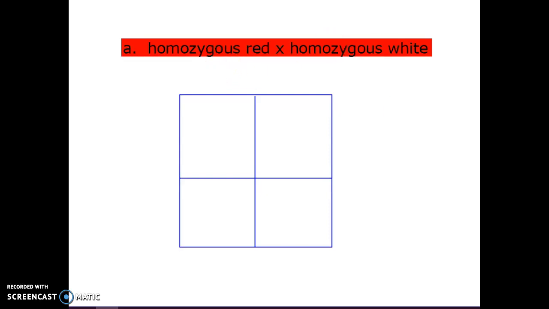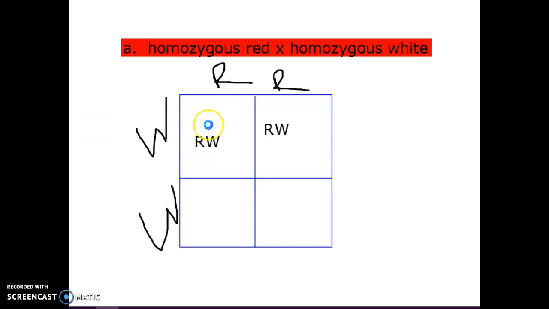Homozygous red. So guys, basically that means R R, correct? That's homozygous. And then homozygous white. This time we're going to use a W and a W. All you have to do is put them in the box, just like we've been doing, and what you'll see is that they will all end up like RW, or you can put WR, it doesn't matter. So this would be 100% pink. And that's kind of what you would expect if you cross a red and a white under normal circumstances.